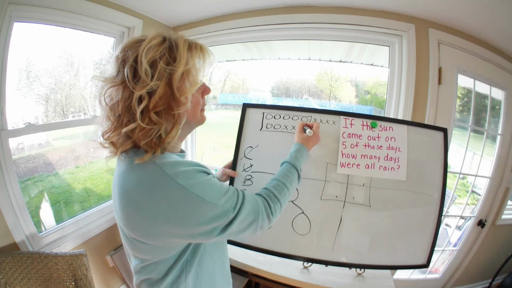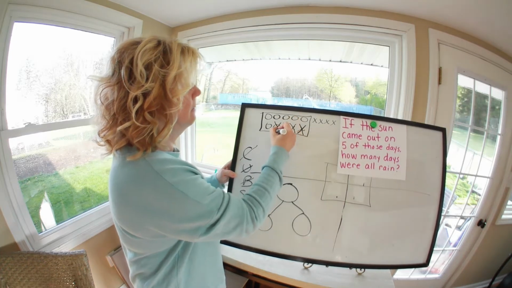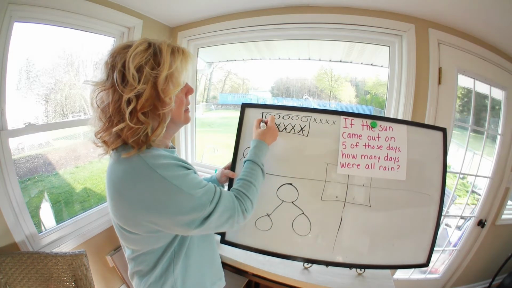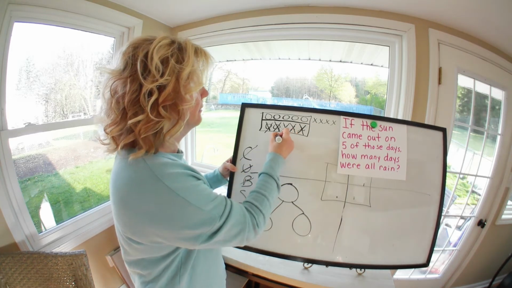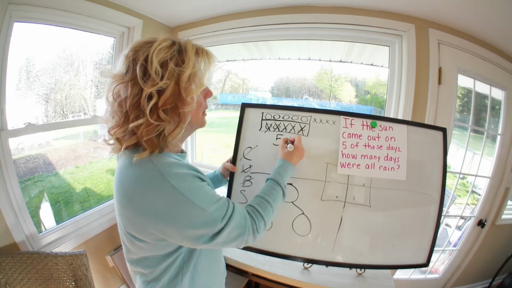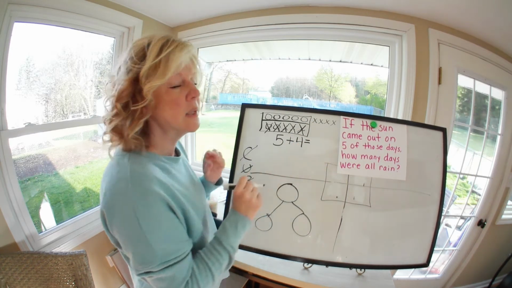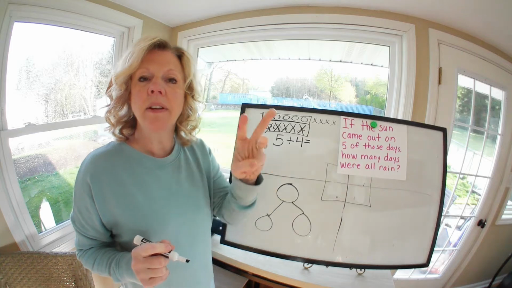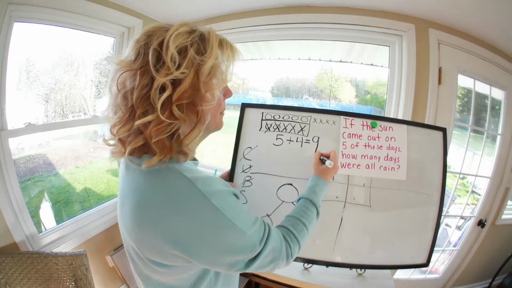So I'm going to cross off 5. 1, 2, 3, 4, 5. And then I'm going to box what I have left here. So I have 5 here, plus I still have 4 on the outside. 5 plus 4 is what? 5, 6, 7, 8, 9. So 9 is my answer here, okay?